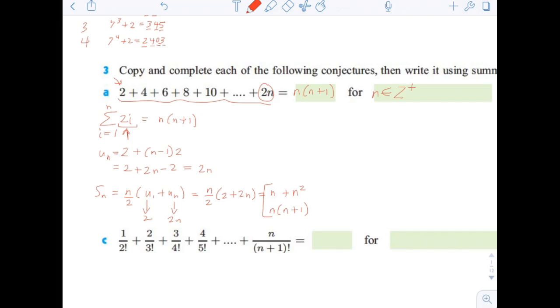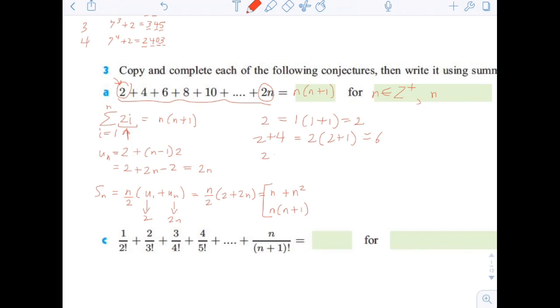Okay, so we know that it's equal to n times n plus 1 for n a positive integer, where n is greater than or equal to 0, greater than or equal to 1 maybe. Let's see if this works. So if you just have the first term only, it would be 2 is equal to 1 times 1 plus 1, which is 2. So that works, right? If you had 2 plus 4, then you have n, which is 2, times 2 plus 1, which is 6, and that works also.